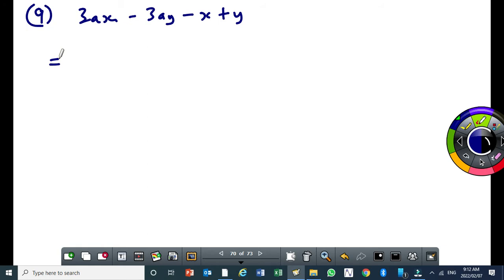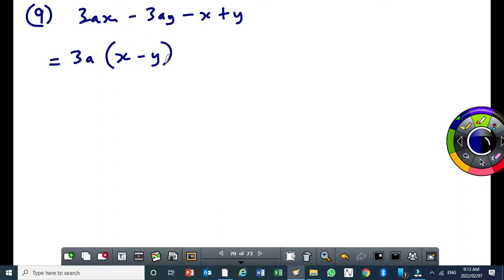The first two terms, we have a common factor. That's 3a. So if I factor out 3a, to get the binomial factor, you should know by now that you divide the first term of the original expression by the common factor. So you have x there. Divide the second term by the common factor, you get minus y.